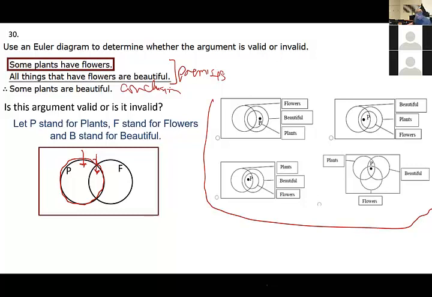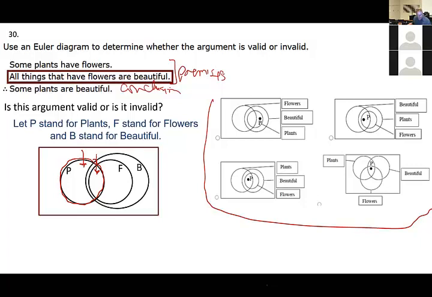The second premise says all things that have flowers are beautiful. So you need a beautiful circle. So all things that have flowers are beautiful. So that means that the flower circle is inside the beautiful circle. If all things that have flowers are beautiful, that means that the flower circle must be inside of a bigger circle that's for all the beautiful things. So I've had to throw in a third circle there.